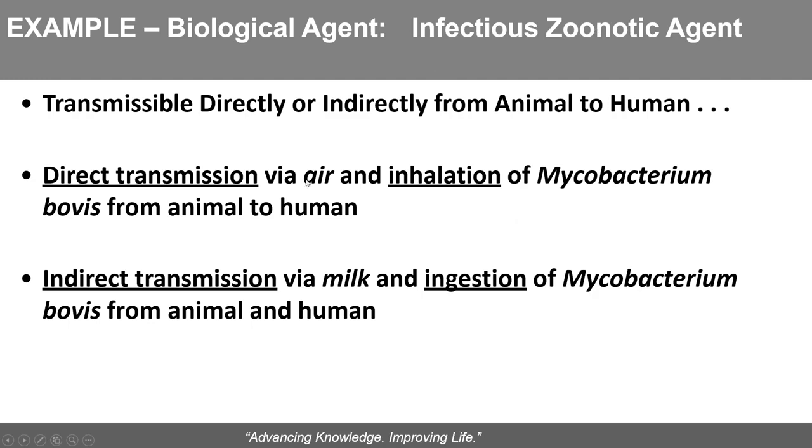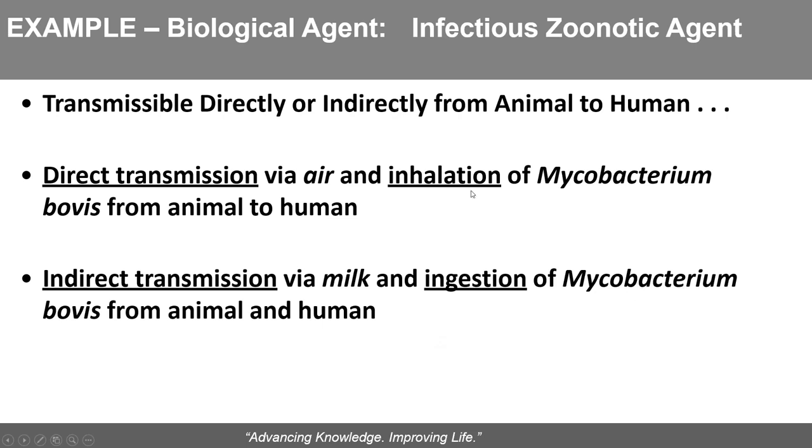So there can be direct transmission from air by inhalation using Mycobacterium bovis, for example, and this could be from cow to human, for example. There could be indirect transmission drinking the milk from that cow and ingestion.